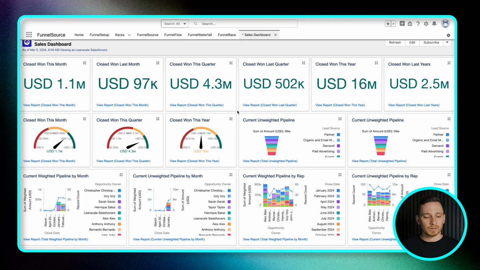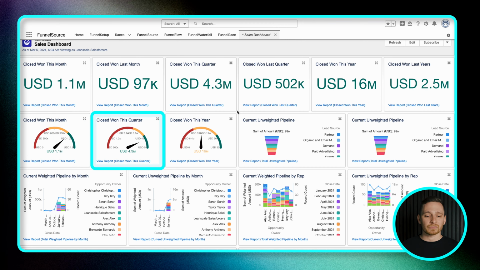Below that, probably one of the most important things is looking at where you are to goal. So the first is closed won this month. So you should have a bookings goal for the month, set your target, and then map that to the closed won opportunities that you have in Salesforce. Next one's gonna be closed won this quarter, and then the third is closed won this year. That way, at a glance, you can see exactly where you are to goal, and you can see where you're trending on those longer term goals.